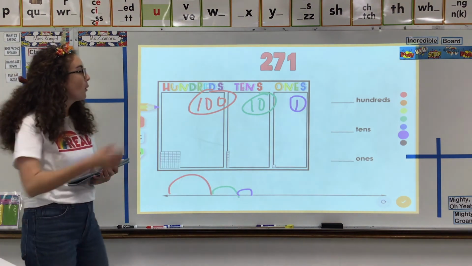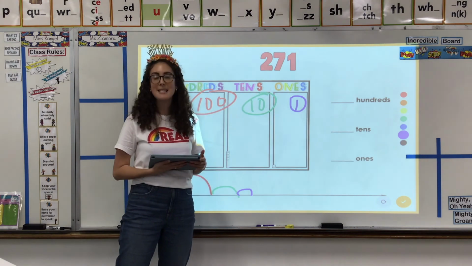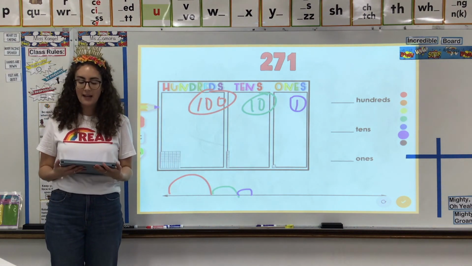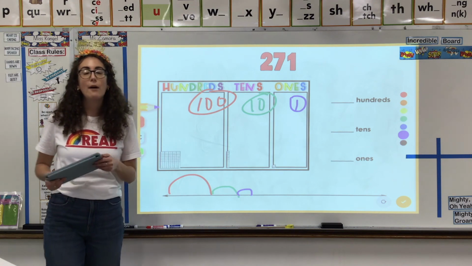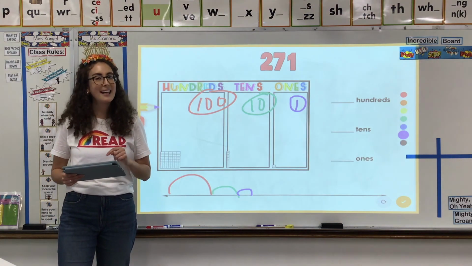But it's going to be your job to complete this sheet showing 271 3 ways, just like we practiced all together. So, get out your awesome Dojo worksheet, show me what you know, and I can't wait to see.